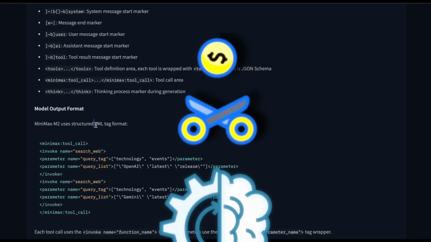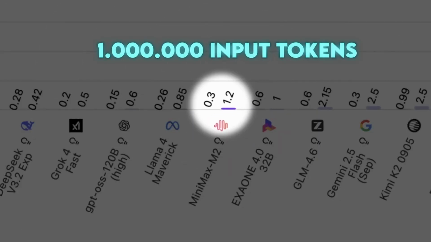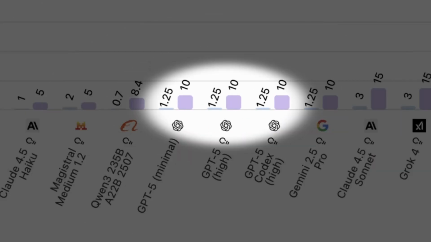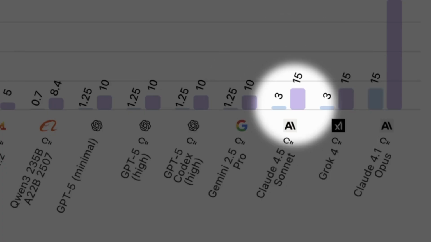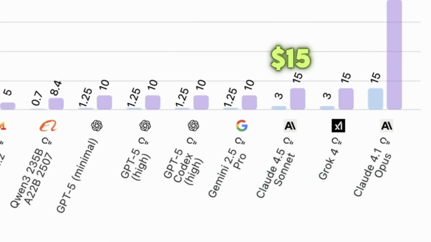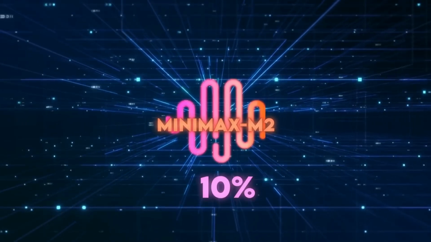And it's cheap, shockingly cheap. The API costs 30 cents per million input tokens and $1.20 per million output tokens. GPT-5 costs $1.25 and $10 for the same thing. Claude Sonnet 4.5 costs $3 per million input tokens and $15 per million output tokens. Minimax offers similar performance for under 10% of the price.